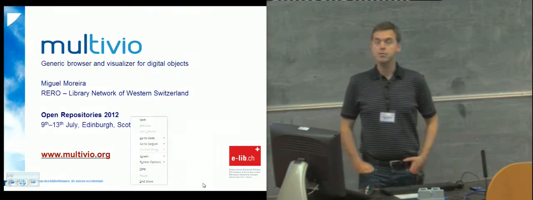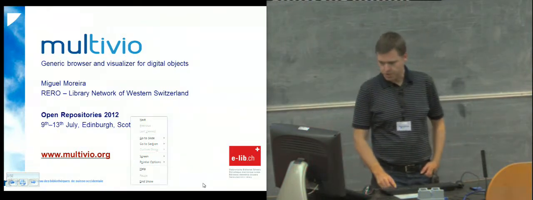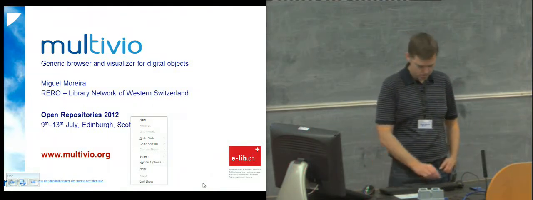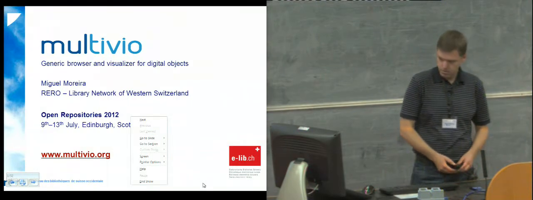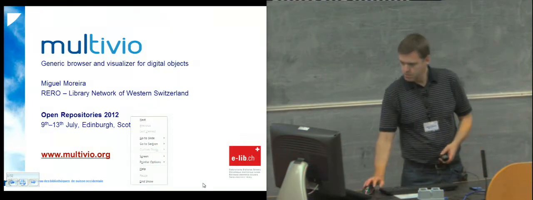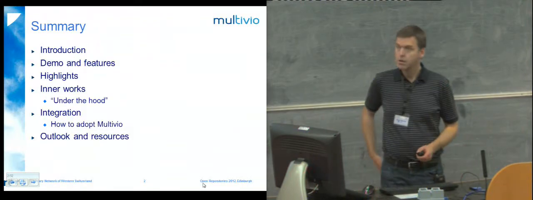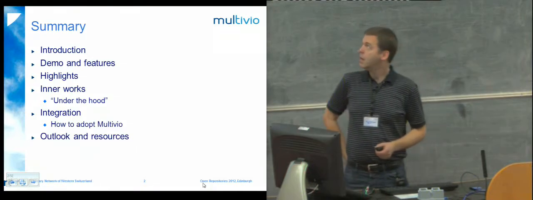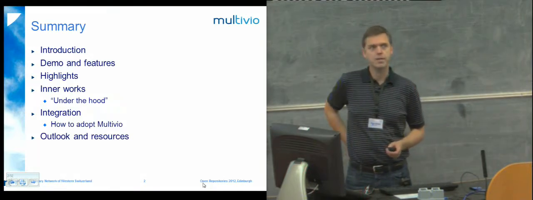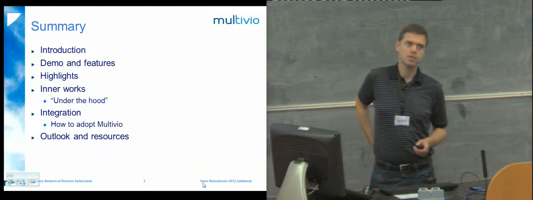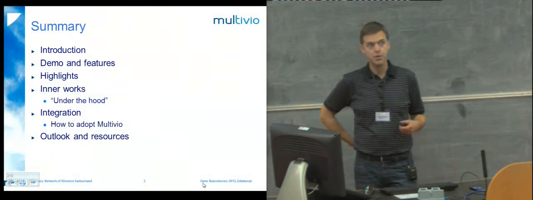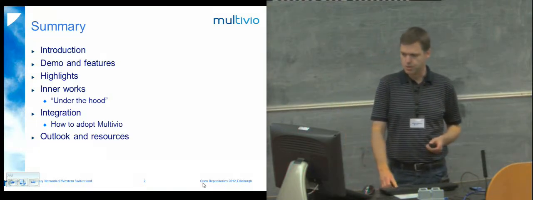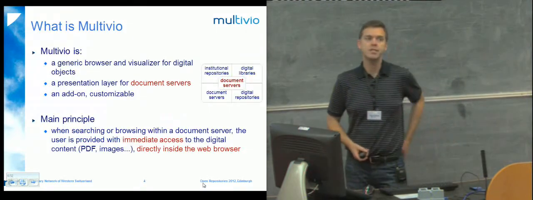So I'm going to talk about Multivio, which is a generic browser and visualizer for digital objects. The summary of my talk: I'll make an introduction, do a demo and features, talk about the highlights, and then a bit about how it works inside, how you can integrate it in your own sites, and then a bit of outlook and resources. First, what is Multivio?